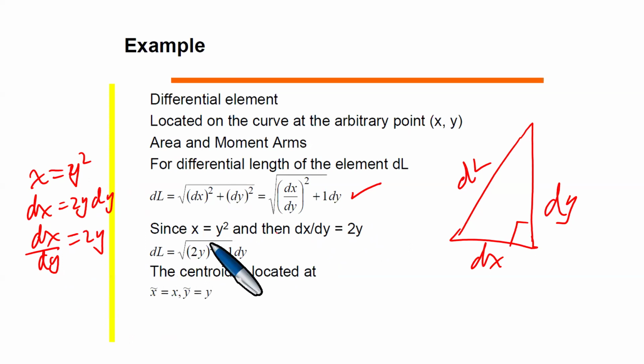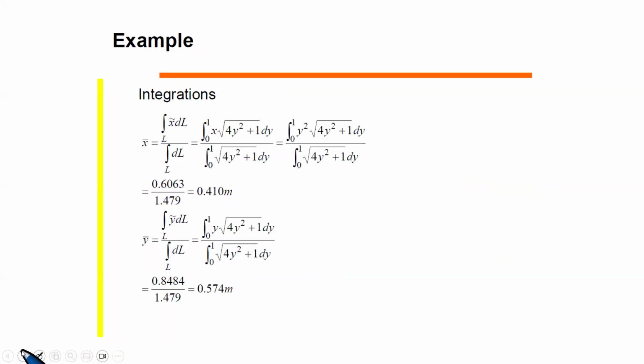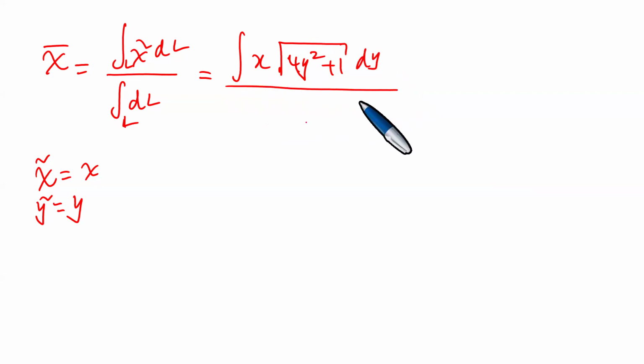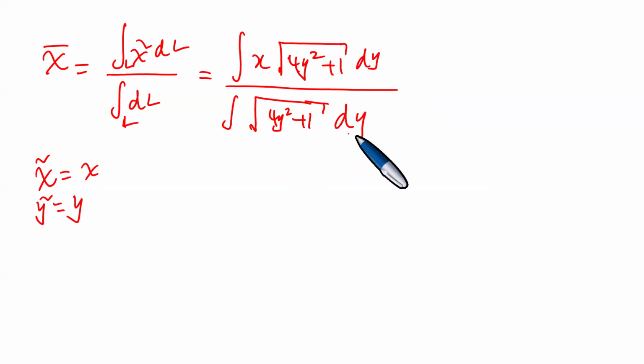We square this. It means that wherever there is dx dy, we can put our 2y there, and we square that. With that squared, wherever it is dl, we have the 2y squared, which becomes 4y squared plus 1 dy. And we divide this by the integral of what? The integral of the dl, which is exactly the square root of 4y squared plus 1 dy. Now, what exactly needs to be noted here?